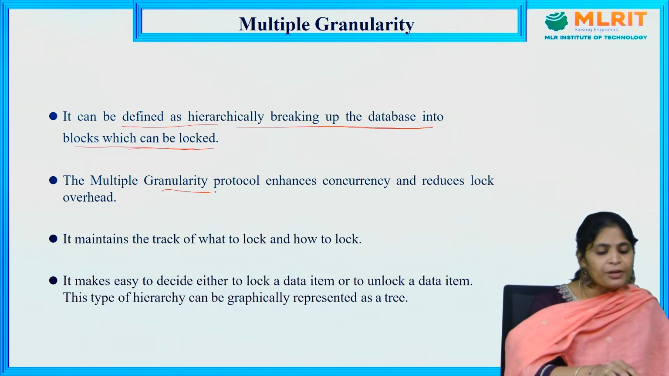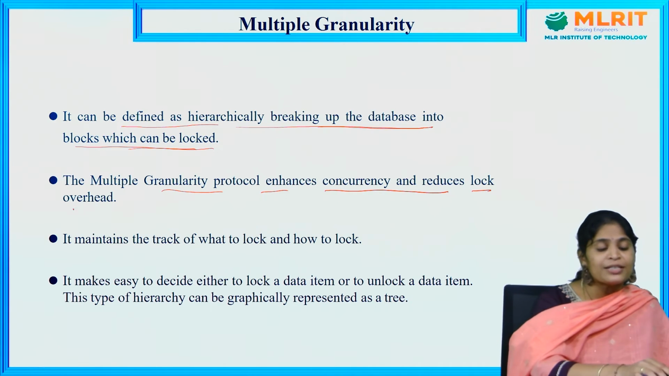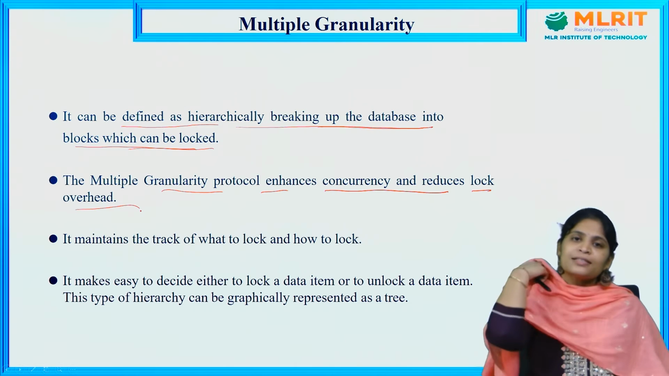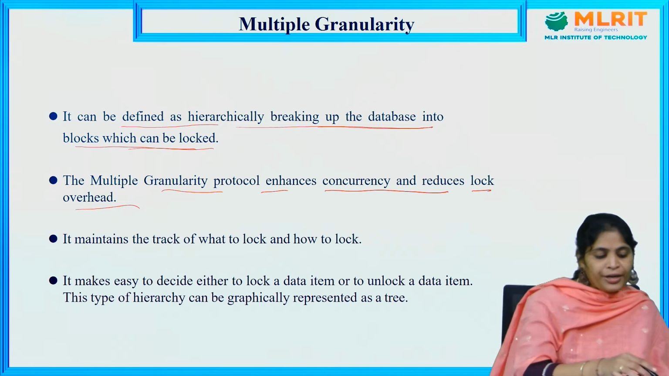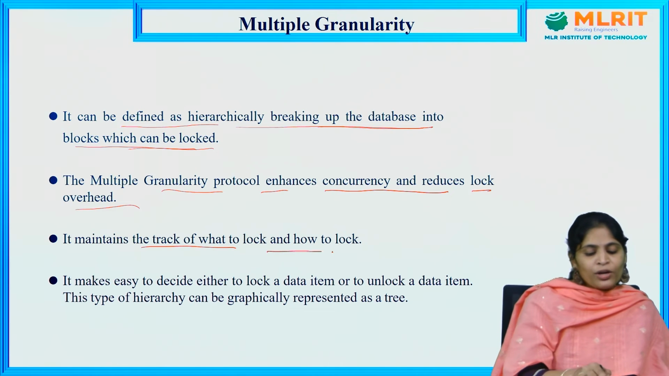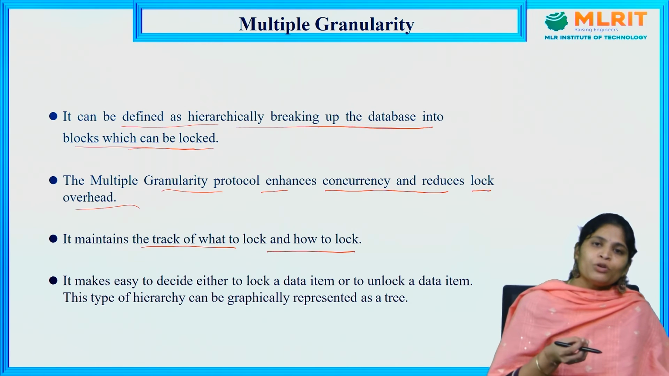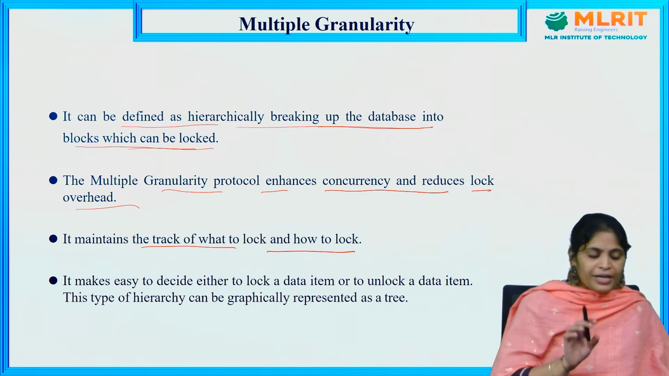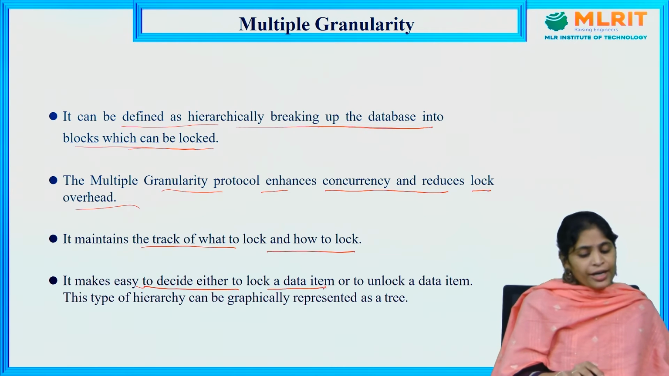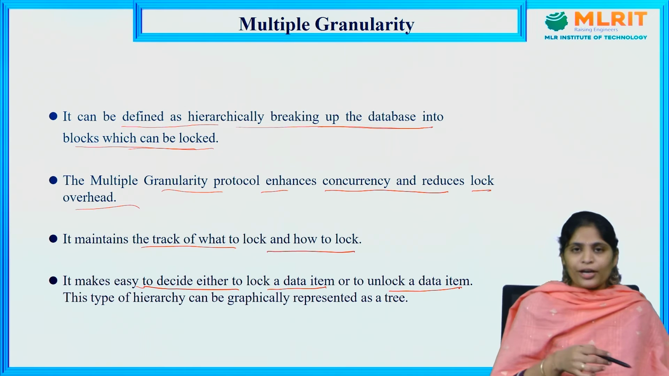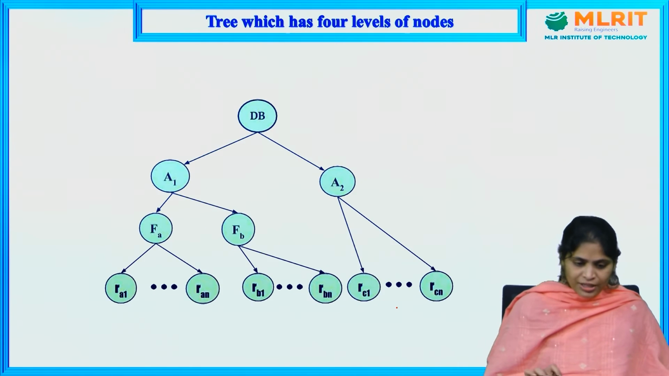The multiple granularity protocol enhances the concurrency and reduces the lock overhead. It maintains the track of what to lock and how to lock, whatever the data that we need to lock. It makes it easy to decide either to lock a data item or to unlock a data item. This type of hierarchy can be graphically represented as a tree that will be represented here.